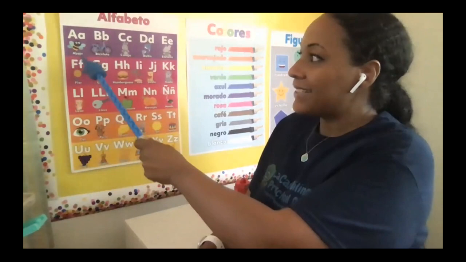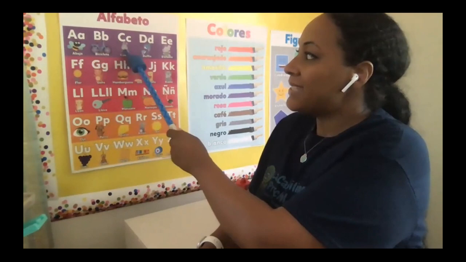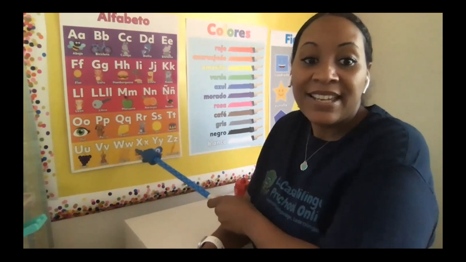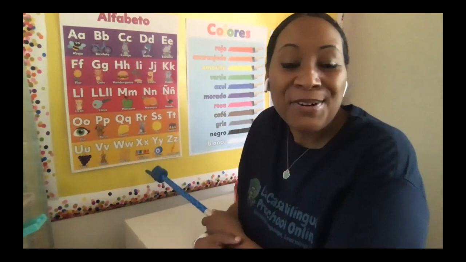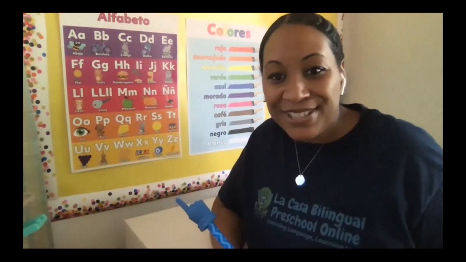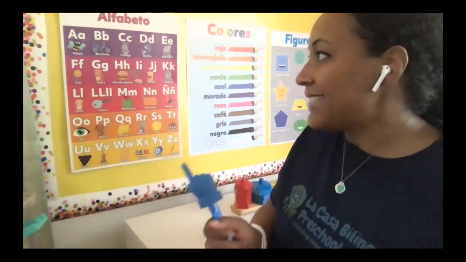Sing with me. A, B, C, D, E, F, G, H, I, J, K, L, M, N, O, P, Q, R, S, T, U, V, W, X, Y, and Z. Now I know my ABCs. Next time, won't you sing with me? Muy bien. All right. The more you know your letters in English and in Spanish, the more you can read, okay? All right, let's go over them in Spanish now, okay?